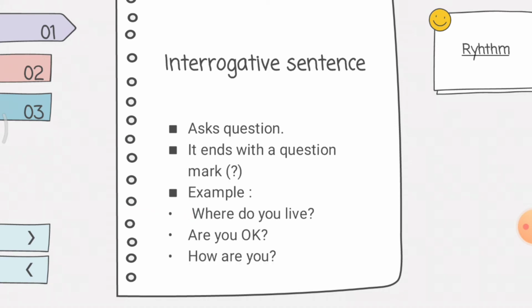And then the interrogative sentence. An interrogative sentence asks a question. It ends with a question mark. For example, "Where do you live?" "Are you okay?" "How are you?"